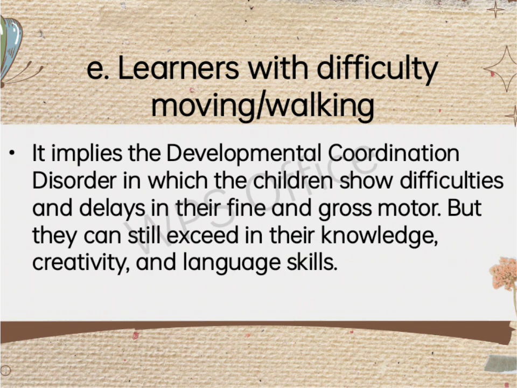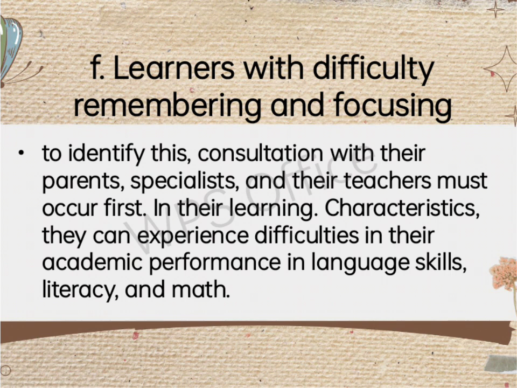E. Learners with difficulty moving or walking. It implies developmental coordination disorder, in which children show difficulties and delays in their fine and gross motor skills, but they can still excel in their knowledge, creativity, and language skills. F. Learners with difficulty remembering and focusing. To identify this, consultation with their parents, specialists, and their teachers must occur first. In their learning characteristics, they can experience difficulties in their academic performance and language skills, literacy, and math.